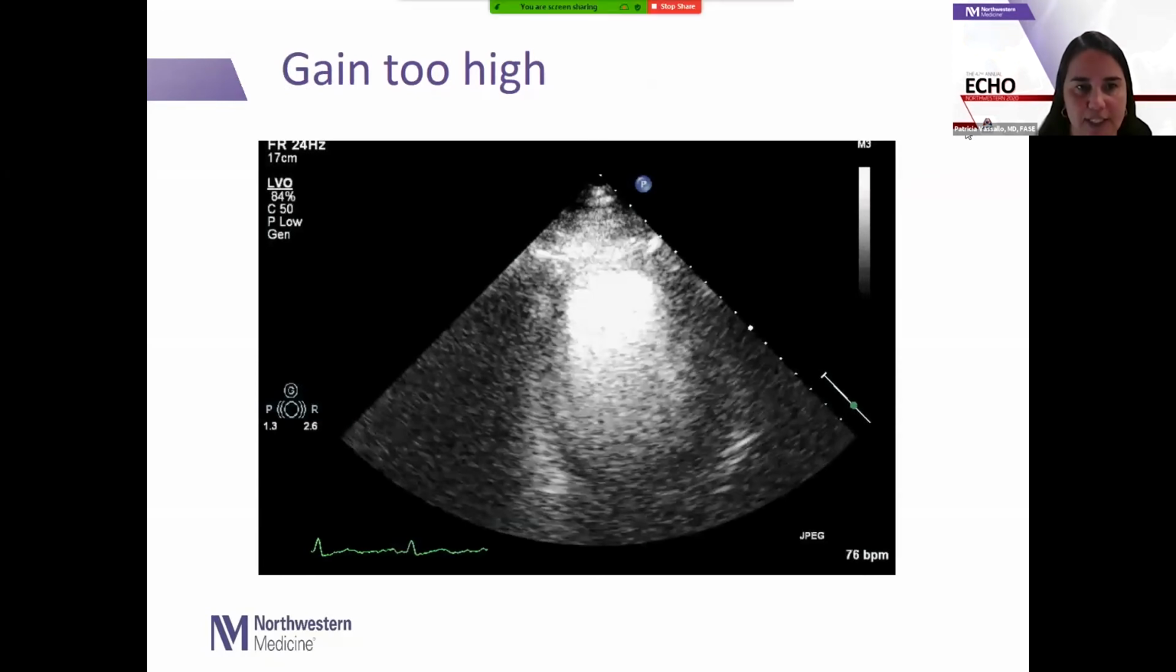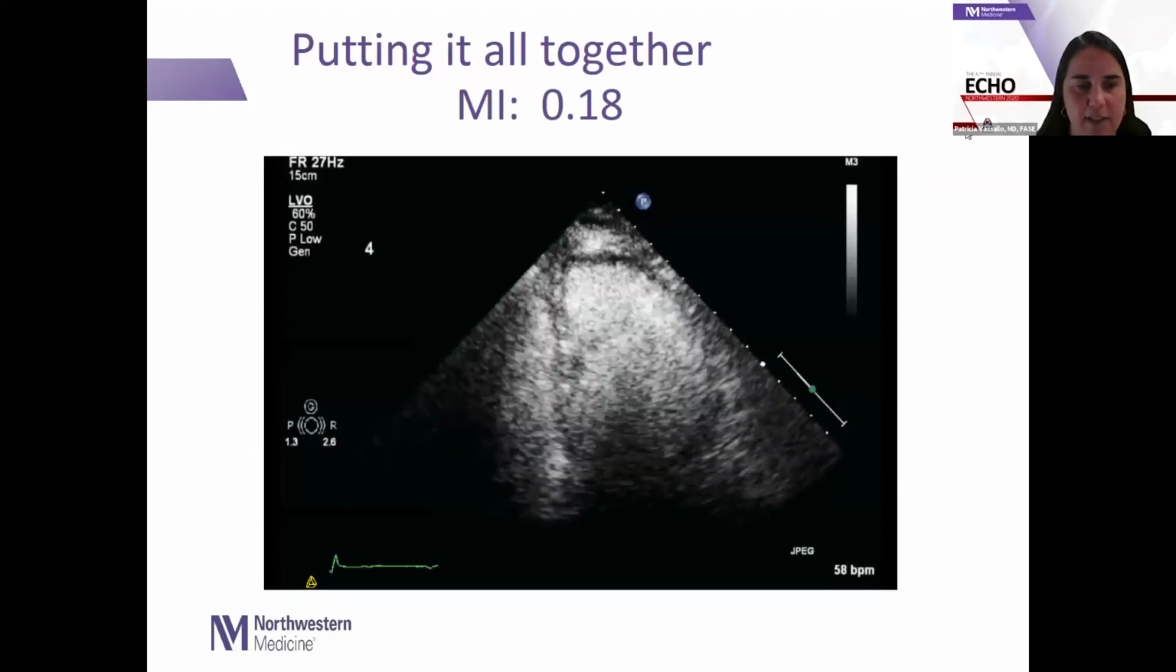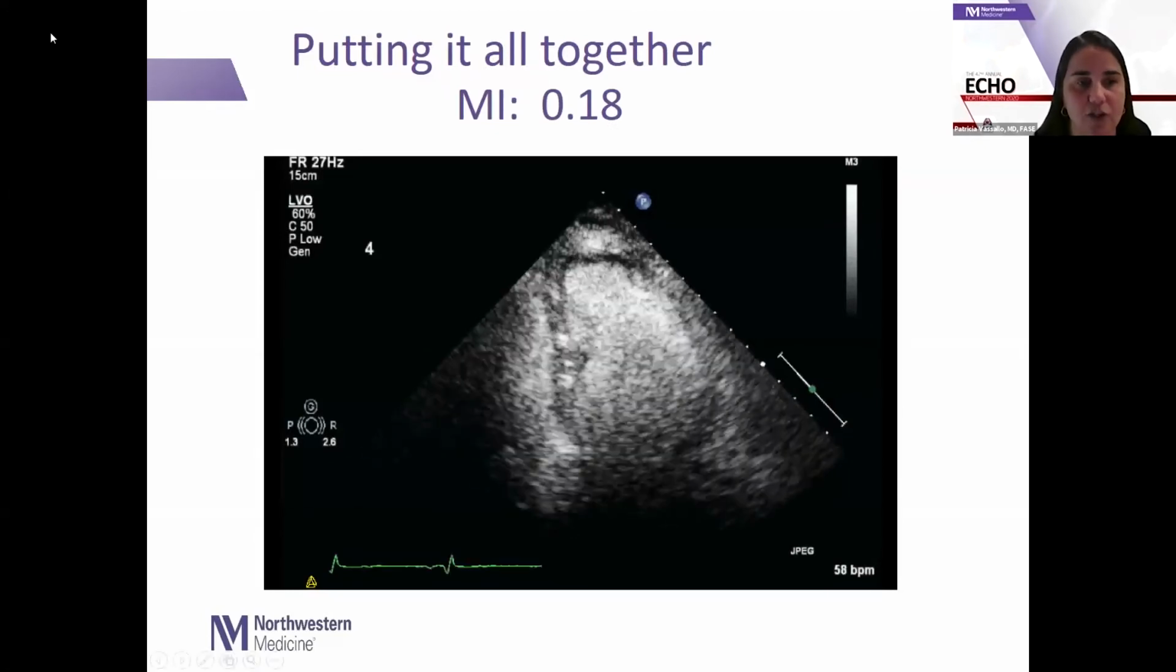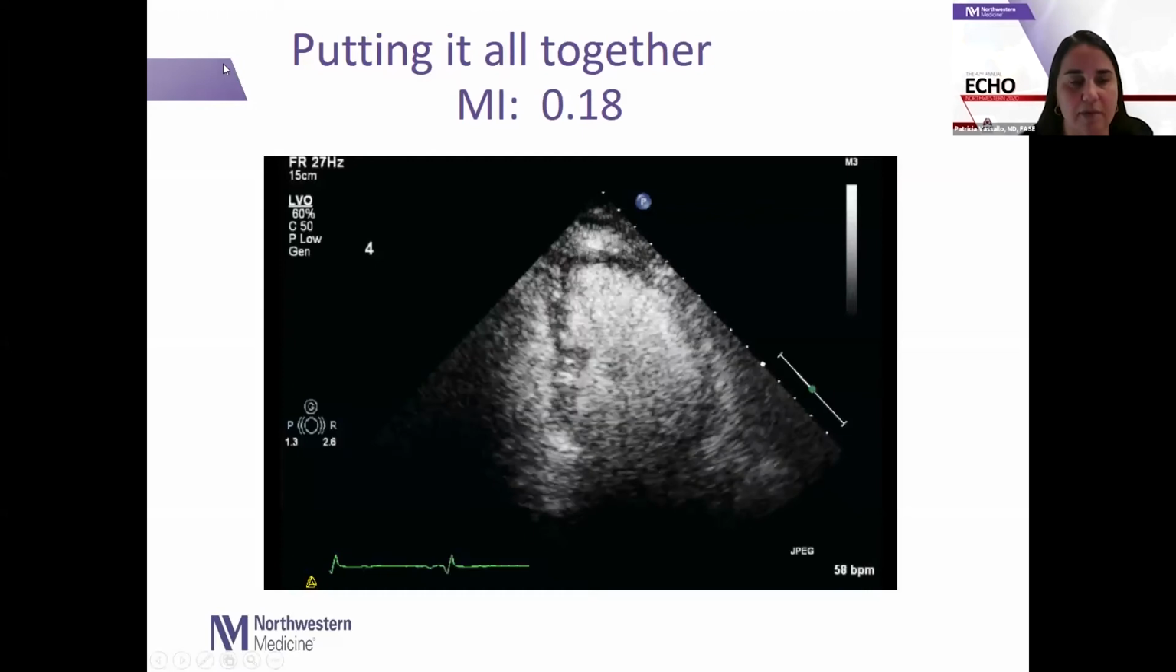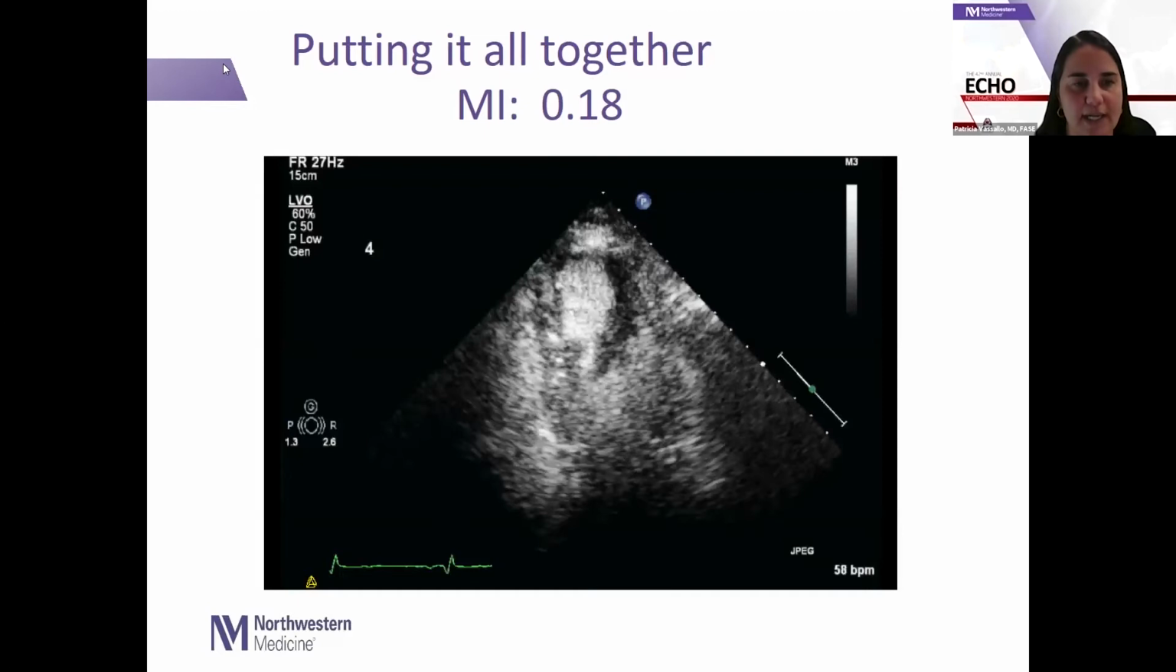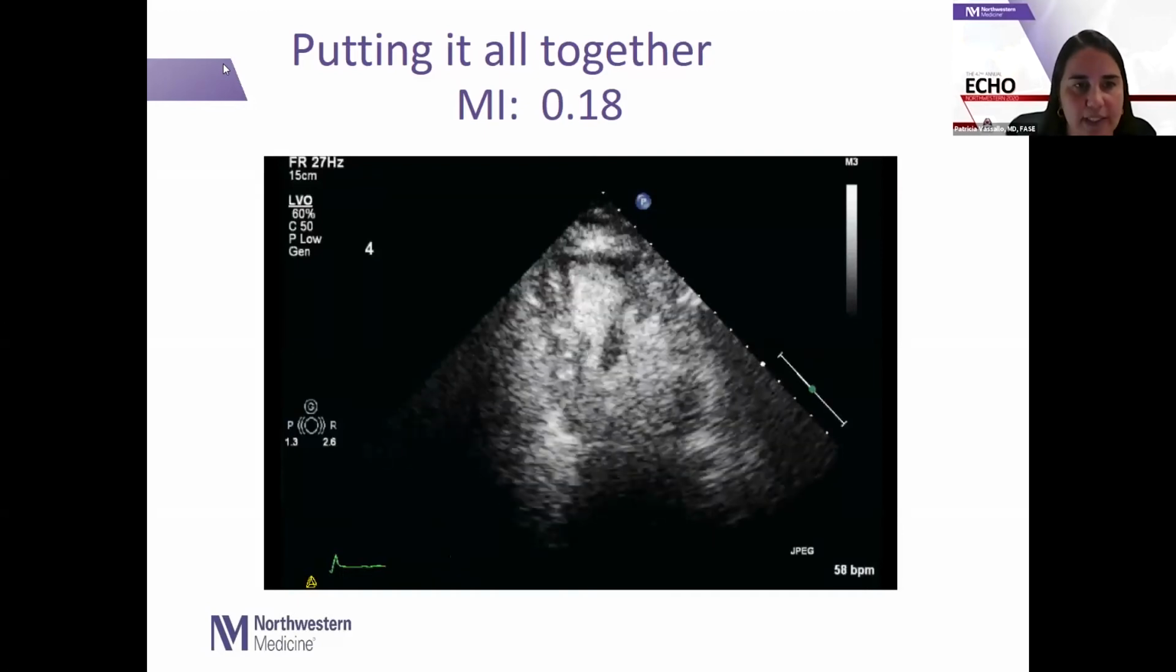So let's put it all together. To optimize contrast echo, one, you want to make sure that you label the view, because it's often hard in echo contrast to see what image you're looking at. So always label the view.